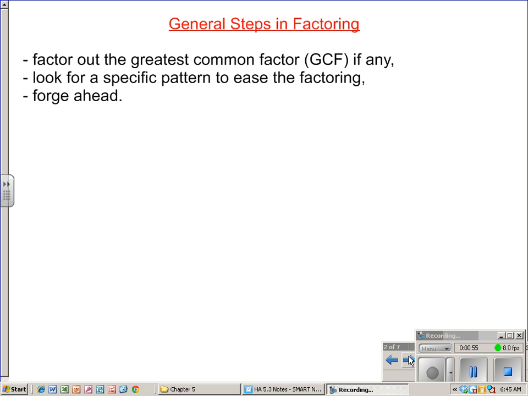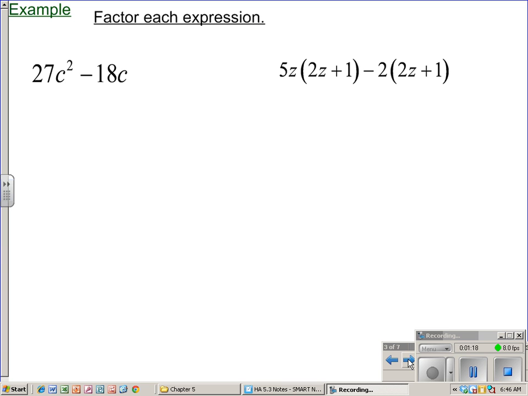Then, if you've done that, or if there isn't anything like that, the second step is look for a specific pattern. We'll talk about some patterns of some common things that can just factor in a certain way, and we'll talk about that in some of these examples. And if there isn't one of those, you just start working on whatever you can. So we're just going to do a bunch of examples. There's not a lot of notes to take. It's just working through some examples.